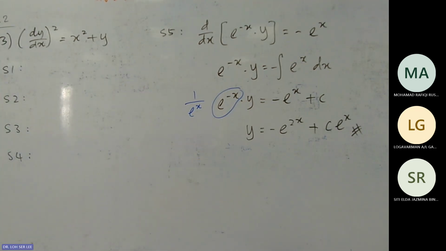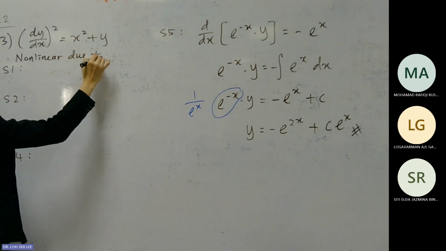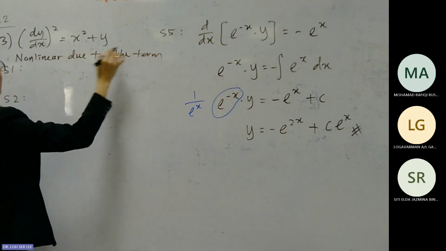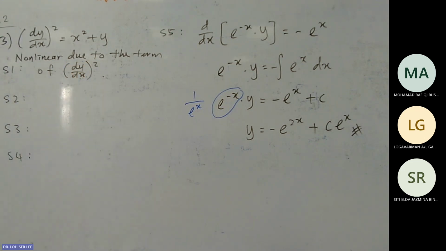Okay, number 3. Is it linear? Why? Linear due to the term of (dy/dx) squared. This is degree of 2. Okay, the rest, no issue. Only this term caused the non-linear. Since it is non-linear, so we don't have to solve it.